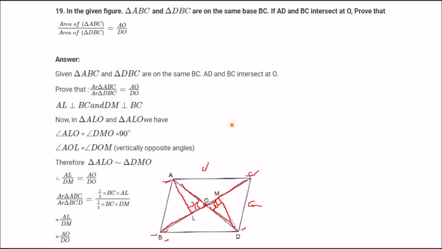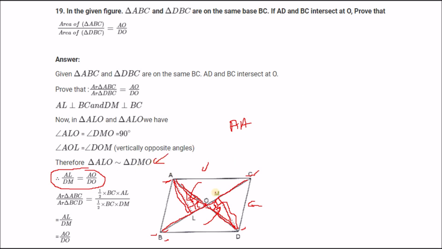So by the AA similarity criterion, this smaller triangle is similar to this triangle. So what we can do here is take the ratio, that is AL by DM will be equal to AO by DO. This has come because of the similarity criterion.